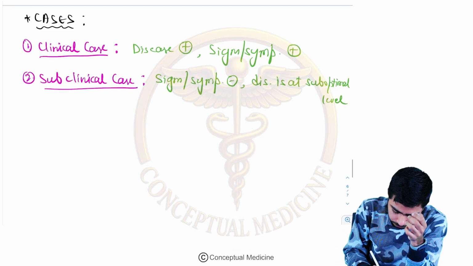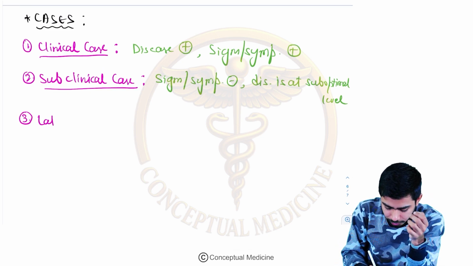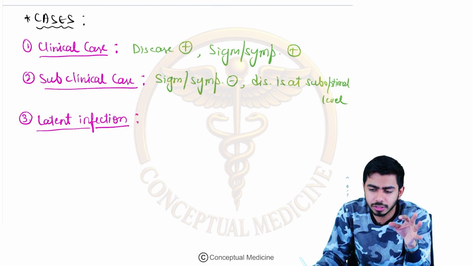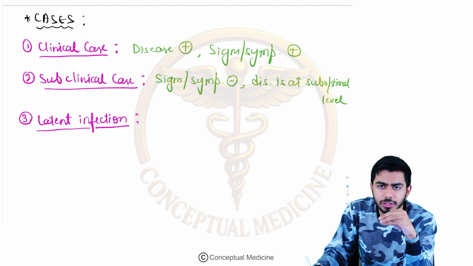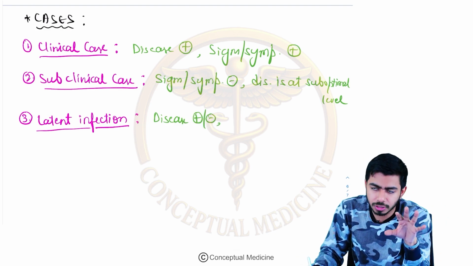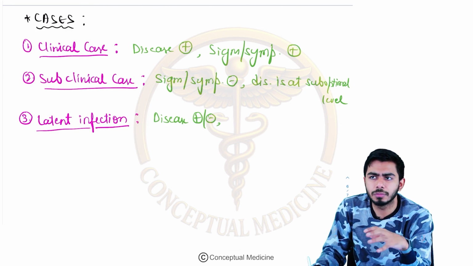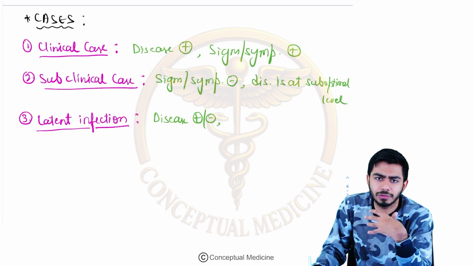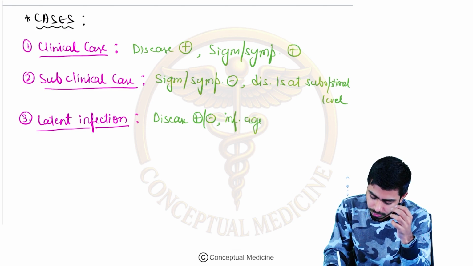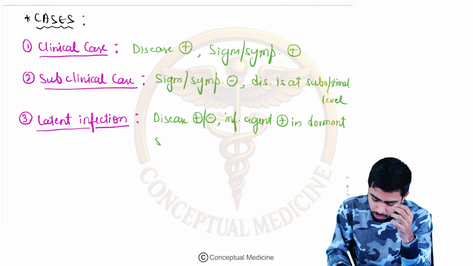Third one is, what is latent infection? Very commonly this definition is asked. What do you understand by this term, latent infection? Basically, in this case we know that there is a disease, or in some cases the disease might be absent also. Here the infective agent is present inside the body but not in an active state. The infective agent is present but in the dormant stage.